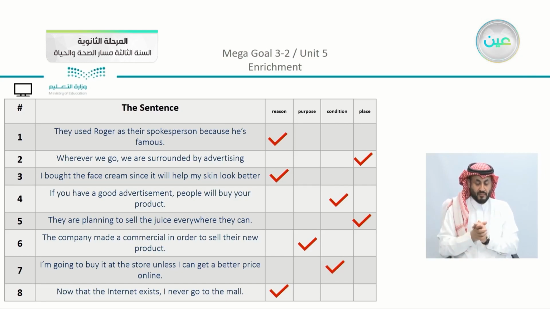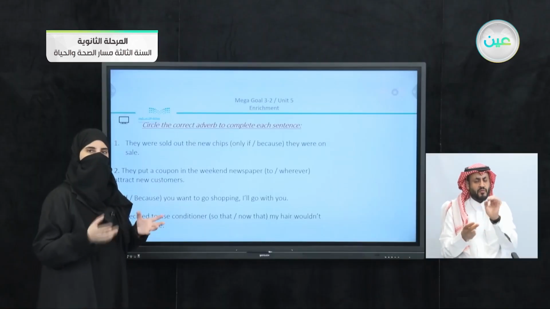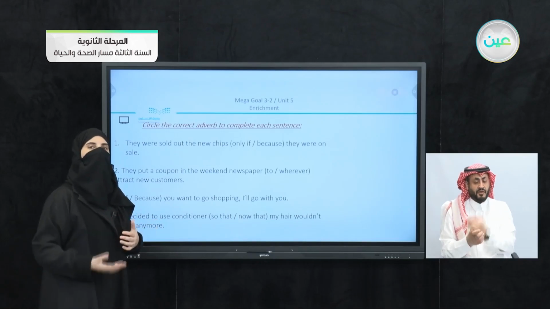Moving on, we have an exercise. Circle the correct adverb to complete each sentence. You can see that we have 2 adverbs. We're going to read the sentence and decide based on the meaning that we have here.